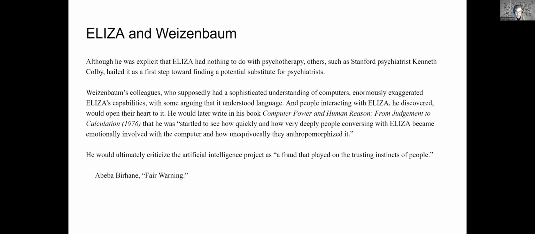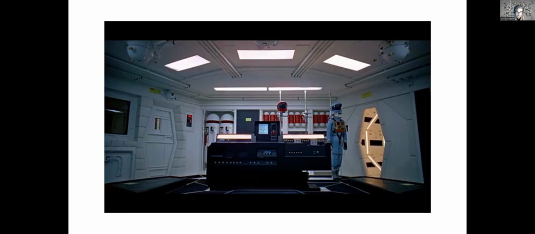So let's move to 1968. To bring you up to speed on where we are with the idea of artificial intelligence, by the late 1960s, the AI pioneer Marvin Minsky has told Life magazine that, quote, 3 to 8 years, we will have a machine with the general intelligence of an average human being.